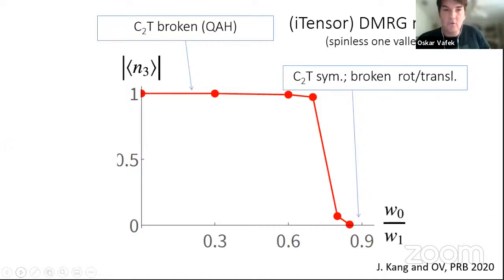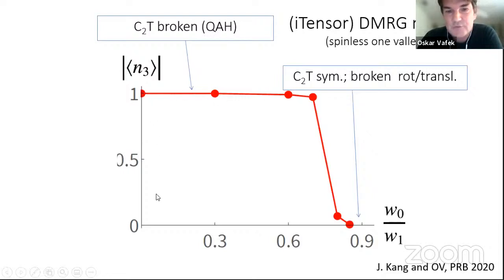Now, what we did is we then ran a DMRG calculation with ITensor in that hybrid Wannier basis on a spinless one valley model. Okay, we could not add spin and valley just simply because of the numerical resources. But this was the first DMRG calculation on this problem.